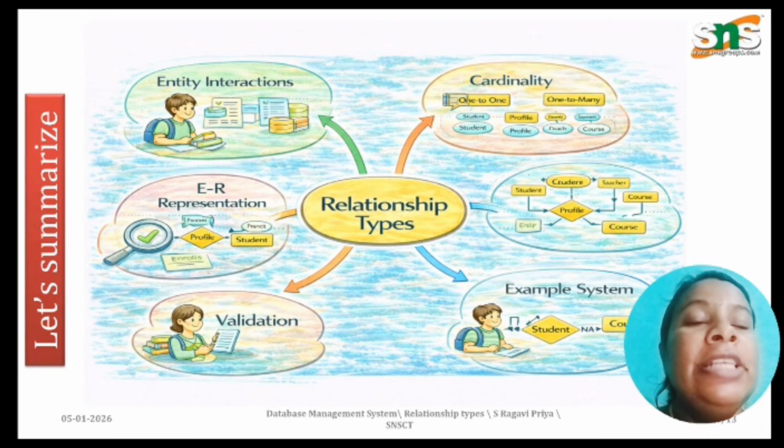So let's summarize what we have seen in this video. We have seen about relationship types. So entity interactions, how the entity interacts in the database table, then entity relationship representation, then cardinality, the number of entity sets available in the relationship, then example system, student enrolls in a course, then validation. So we have seen the representation of relationship types with examples.